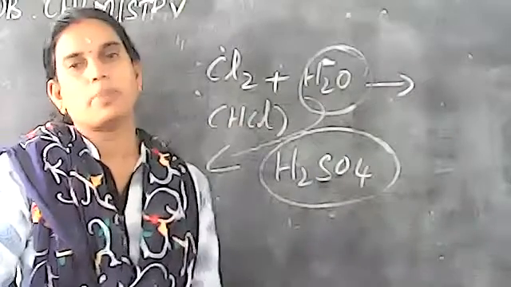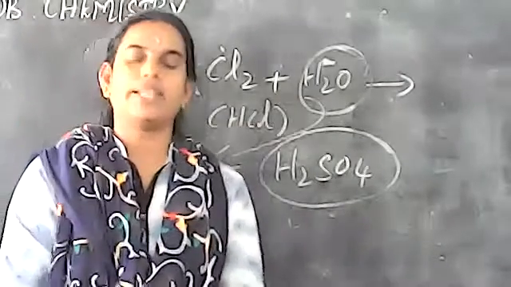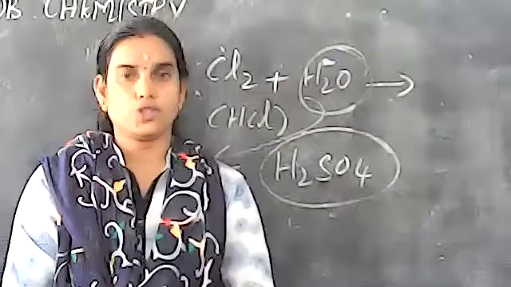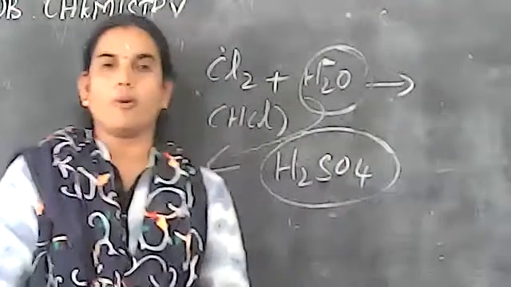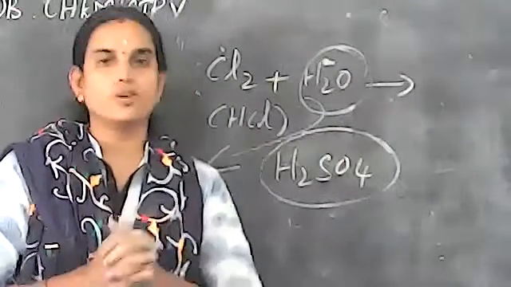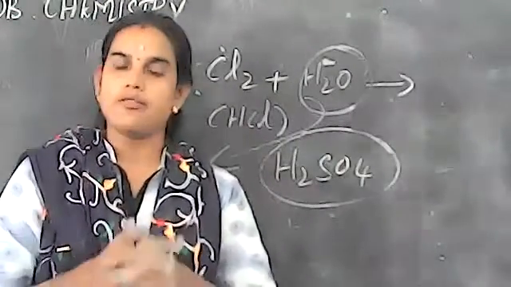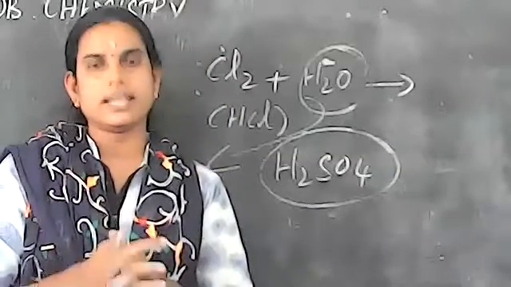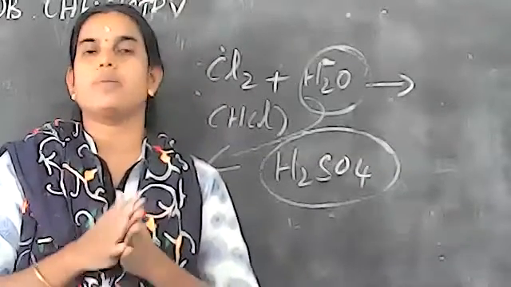So this is the preparation of chlorine. Okay, let me discuss all the topics. So today we have discussed 3 topics. The first one is ozone molecule. What is the formula of ozone? O3, isn't it? So ozone is a triatomic molecule.